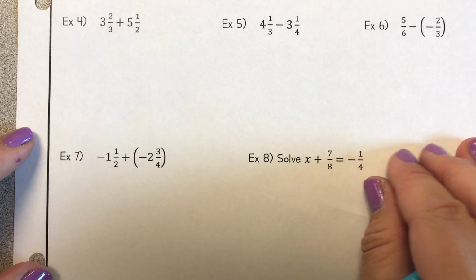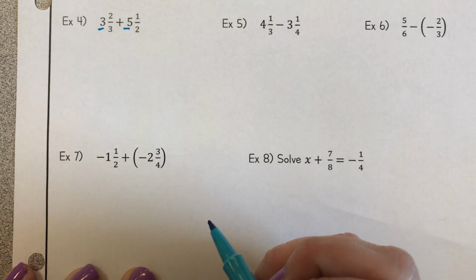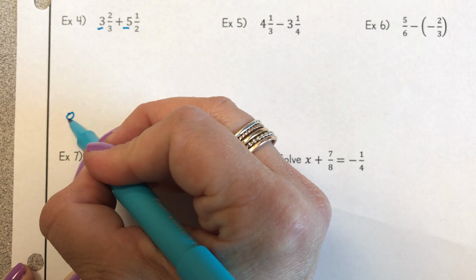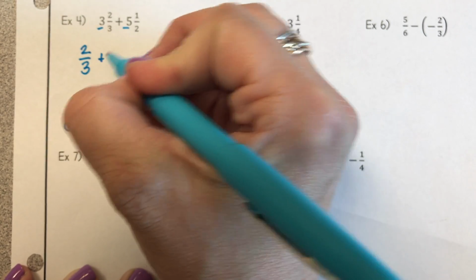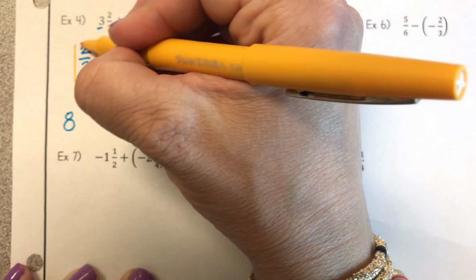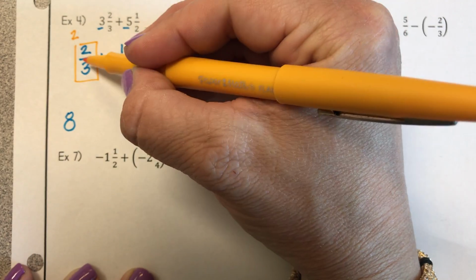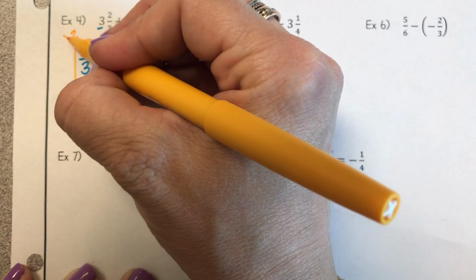Let's talk about mixed numbers. Okay, with mixed numbers, I like to add together the whole numbers first. So 3 plus 5 is 8. And now I'm going to worry about adding together the fractions, 2/3 and 1/2. So a common denominator would be 6. So this fraction gets multiplied by 2. This fraction gets multiplied by 3.